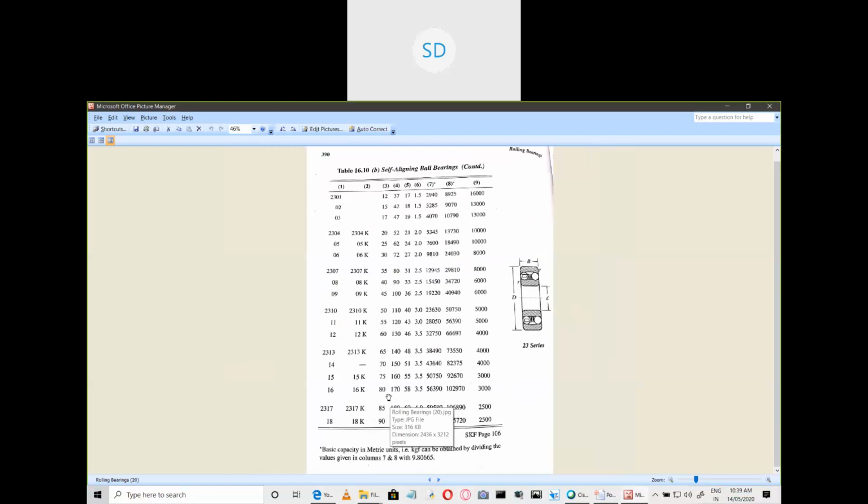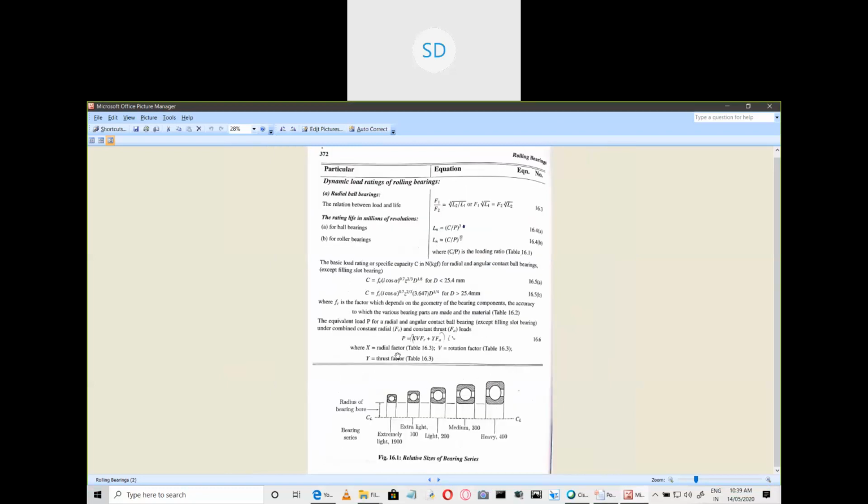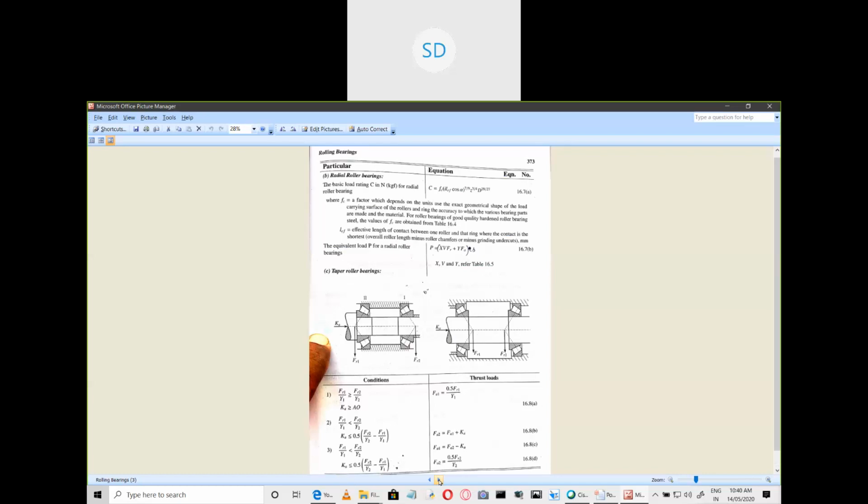Now, how are we going to get the values of X and Y? X is the radial load factor, Y is the thrust load factor. X is radial load, Y is thrust load. If you want to go for radial roller bearings, again the equation is the same. For taper roller bearings, X, V and Y, refer to table number 16.5.